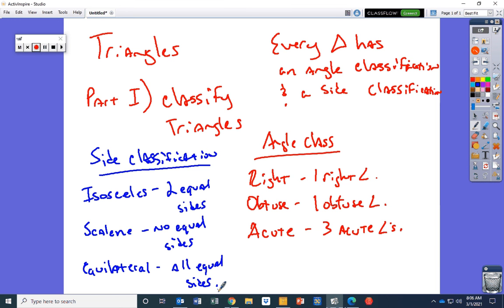Sometimes you can't really tell by looking at them, or you can't really tell sometimes by the side classification. Can I erase this? Does everybody have this? Finish writing that. All right, are we good on this? Are we good?